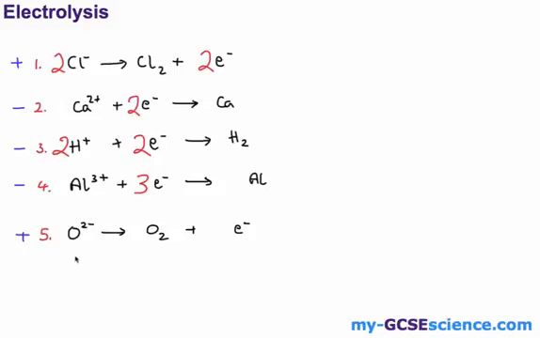And for the last one, probably the trickiest one, but we've got oxygen, which has a charge of 2-, becomes O2, the gas, plus electrons. So we've got 2 ions with a charge of -2, so we need 4 electrons in order to balance this equation here. Okay, so there's a few examples of what you might have to do.